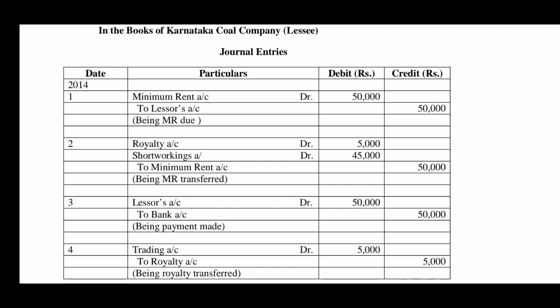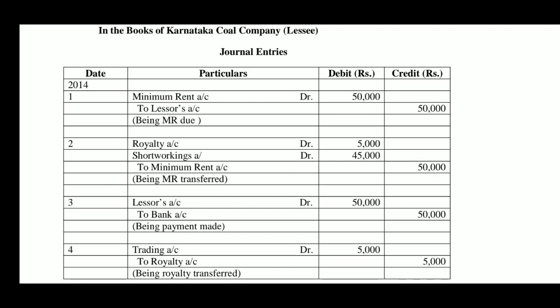Second entry, now this minimum rent 50,000 is transferred to royalty and short workings. Minimum rent account which was debited earlier, now it will be credited. Royalty account debtor 5,000, with the amount of royalty. Short workings account debtor 45,000, that is the amount of short workings. The total of these two, that is minimum rent, is credited to minimum rent account. To minimum rent account 50,000 being minimum rent transferred.